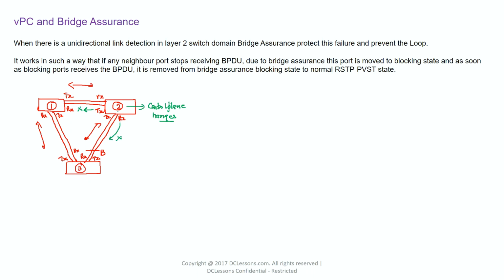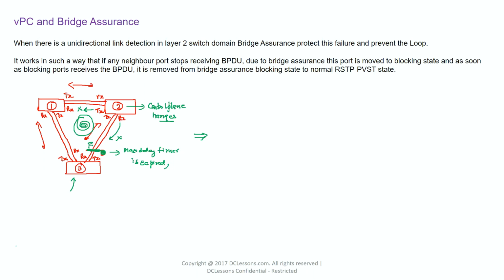So once switch 2 is not able to send a BPDU to switch 3, because switch 3 has a blocked port, switch 3 will wait till the max age timer expires. Once the timer has expired, this port will come into the forwarding state. Now, when all the ports are in forwarding state, and if any broadcast packet is created, a loop will be created. So in order to avoid the loop in the Nexus domain, the bridge assurance feature came into the picture.